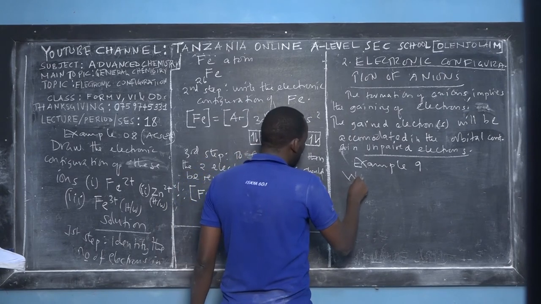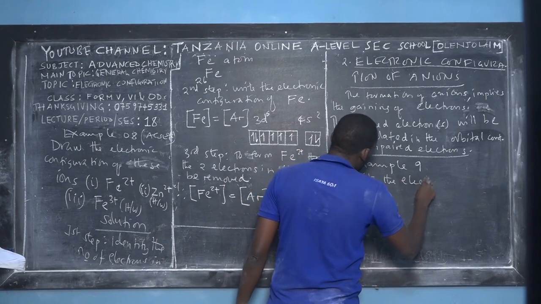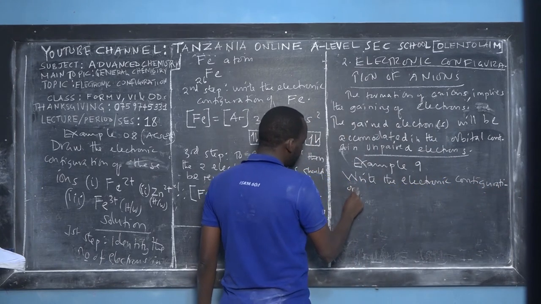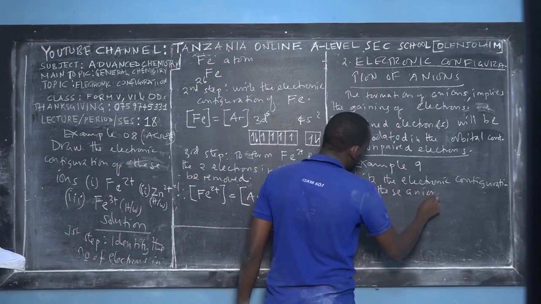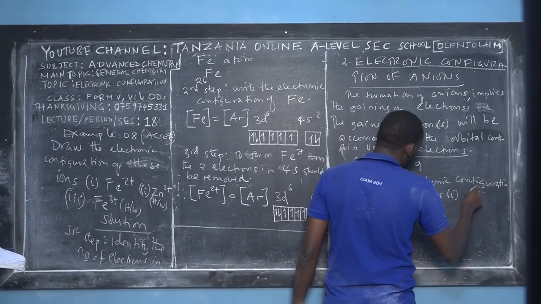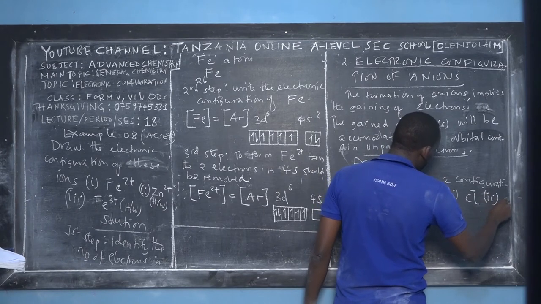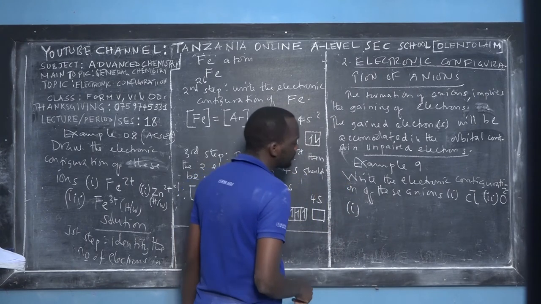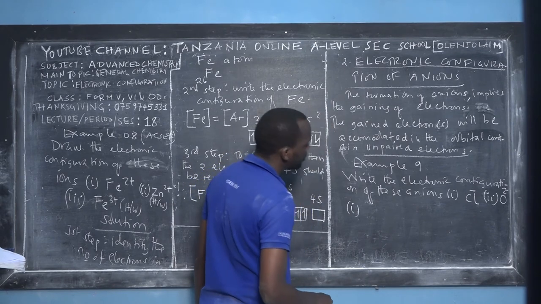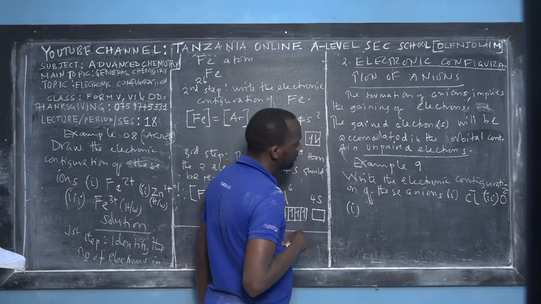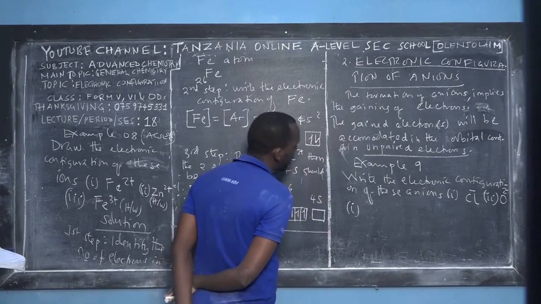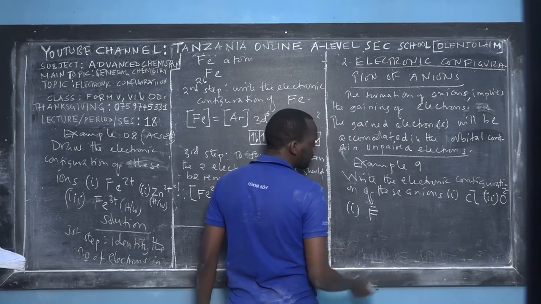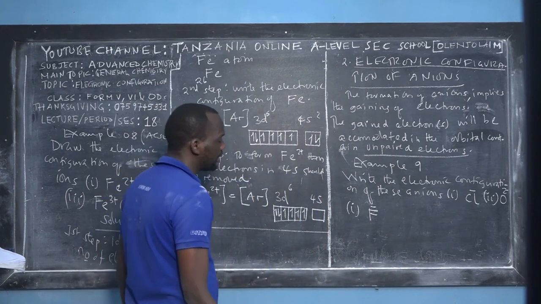So the question asks you to write the electron configuration of these anions. The first is the electron configuration of chlorine ions, then the electron configuration of oxygen ions, and then after oxygen, we have sulfur. Then we have fluorine ions. If you write this way, you know the formation and how things work.